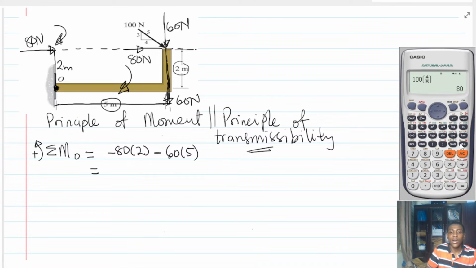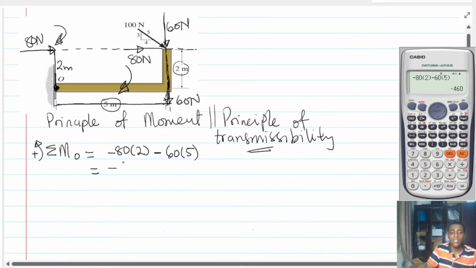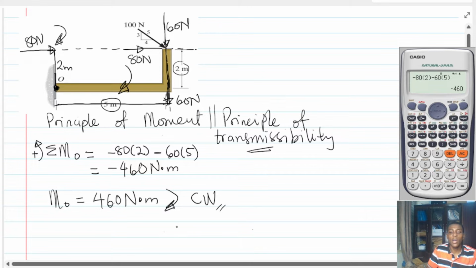Okay. Now, if I want the summation, it's going to be minus 80 multiplied by 2 minus 60 multiplied by 5. And this is minus 460 Newton meter. The minus sign is just telling us that the resultant moment about O is actually clockwise, because we said counterclockwise should be positive. Therefore, our moment is 460 Newton meter clockwise. Or I can also say CW, the same thing, clockwise.